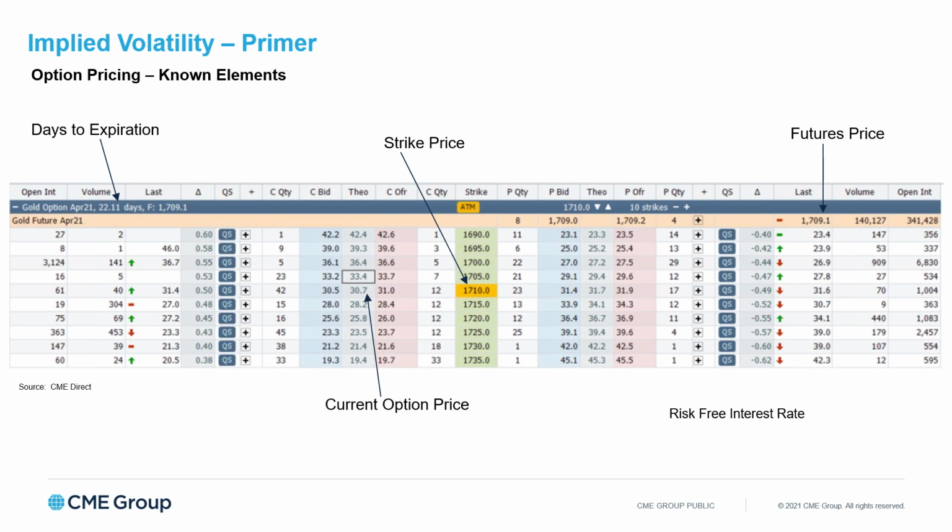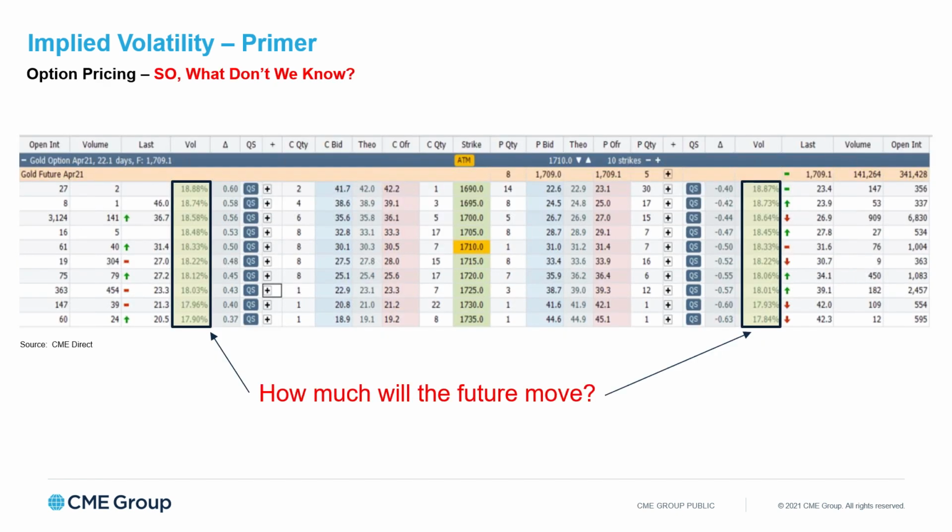So this is all stuff that you know when you go to look to trade an option. So what don't we know? Well, all we really don't know is how much the underlying future is going to move between the time that you buy that option or sell that option and the time it expires. So the value of that option is determined by the market consensus of how much it's going to move. And that's what implied volatility is: what the market is implying the future is going to move.